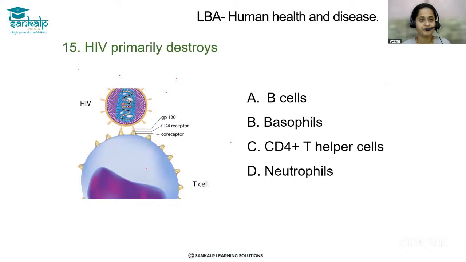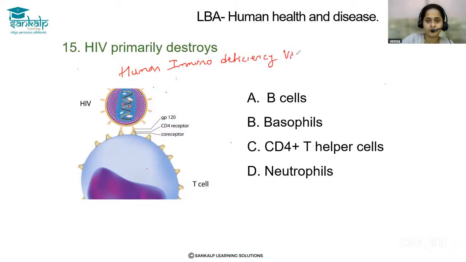Let's solve question 15. HIV primarily destroys. So dear students, in the image, if you observe, it is very clear. This is the HIV virus, that is called human immunodeficiency virus. That is the full form of HIV.